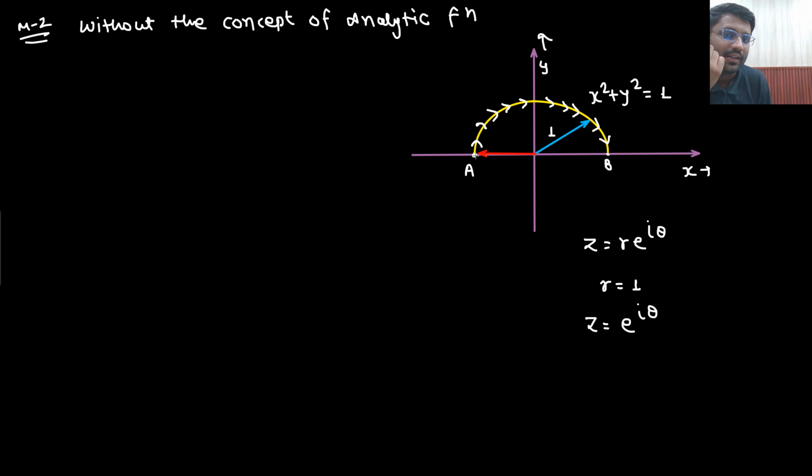Then it will become 0 degree. That means you are moving from 180 degree to 0 degree. See the arrow, no? 180 degree to 0 degree. Are you able to answer this point? So that means theta is actually varying, and theta is varying from pi to 0.